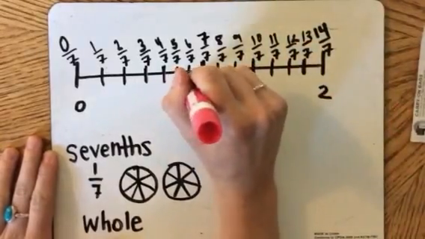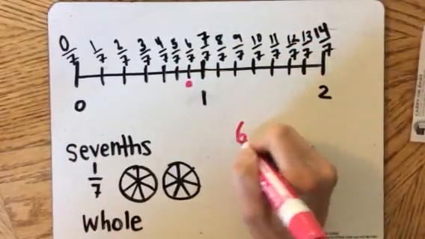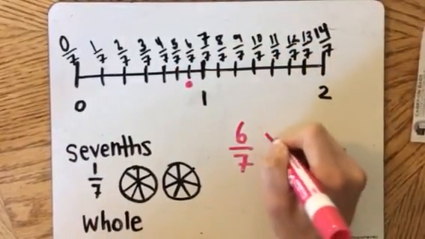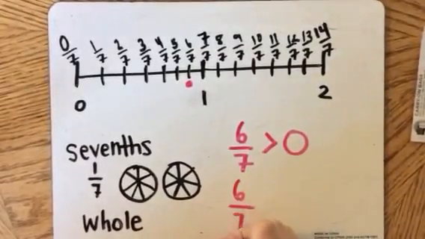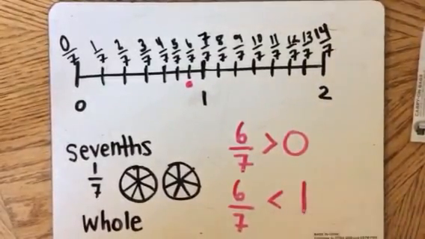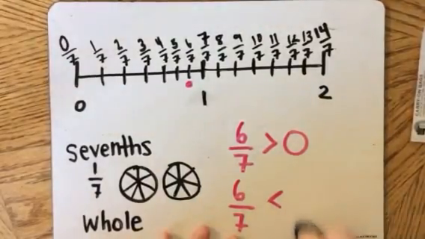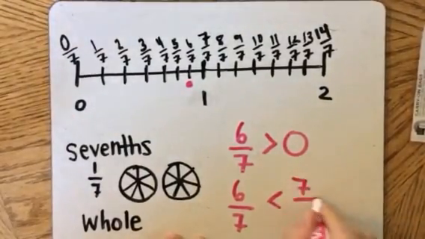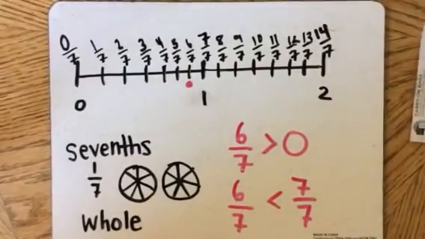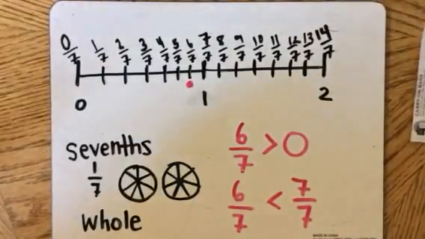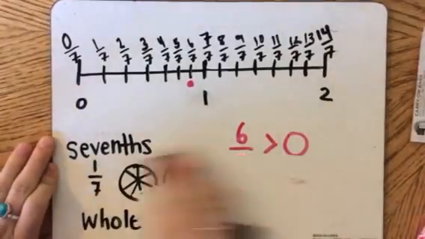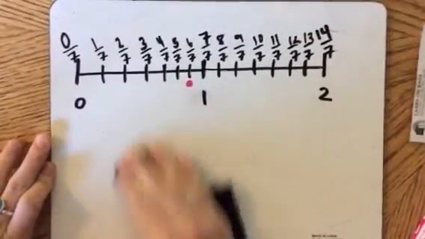Maybe 6 sevenths. 6 sevenths is greater than 0. 6 sevenths is less than 1. And I know that because 1 is equivalent to 7 sevenths. And that's true. 6 sevenths is less than 7 sevenths. Great job.